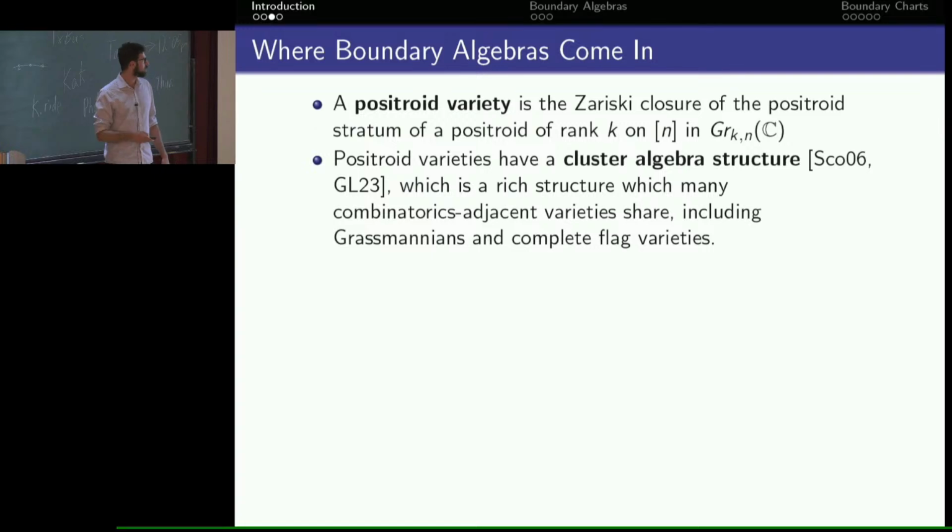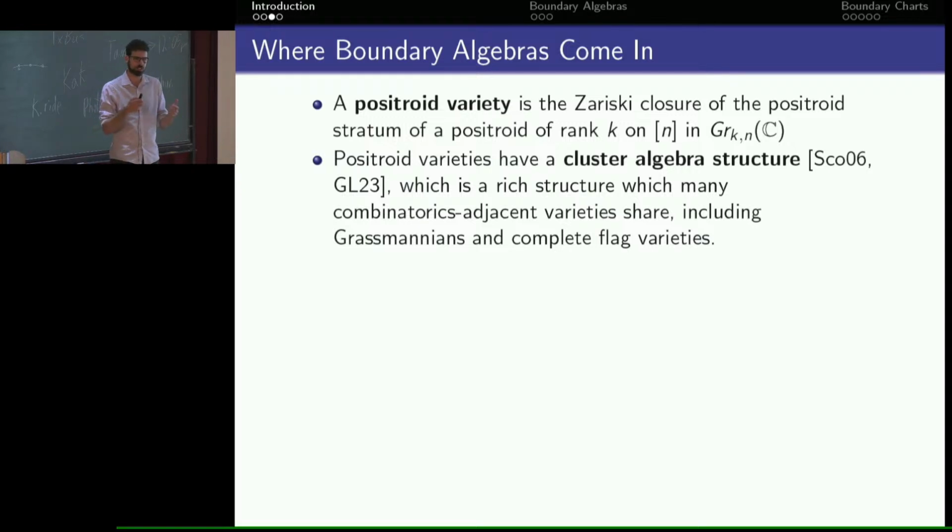And positroid varieties carry this thing called a cluster algebra structure, which is a nice algebraic structure which is shared by a lot of combinatorics-adjacent varieties like the Grassmannians and the flag varieties. I'm not going to tell you exactly what it is, but they are nice and they are common to these varieties that combinatorialists might care about, and they are themselves quite combinatorial.